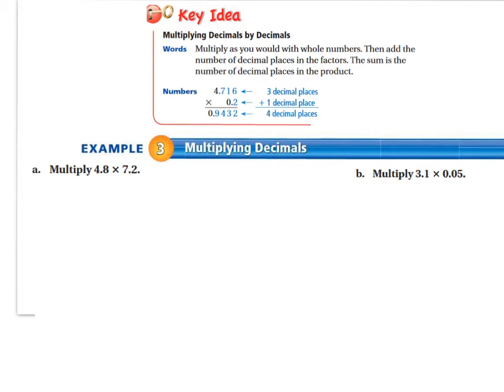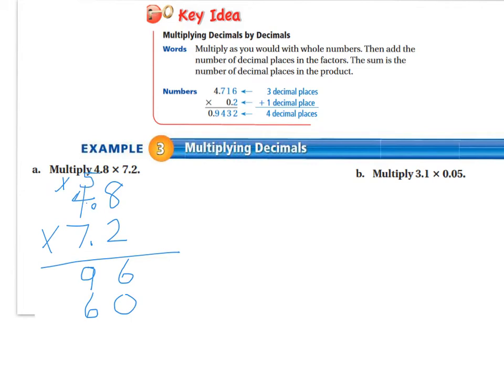Let's try example 3, multiplying decimals. Problem A, 4.8 times 7.2. Multiply first as usual. 2 times 8 is 16. 2 times 4 is 8 plus 1 is 9. 7 times 8 is 56. 7 times 4 is 28 plus 5 is 33.